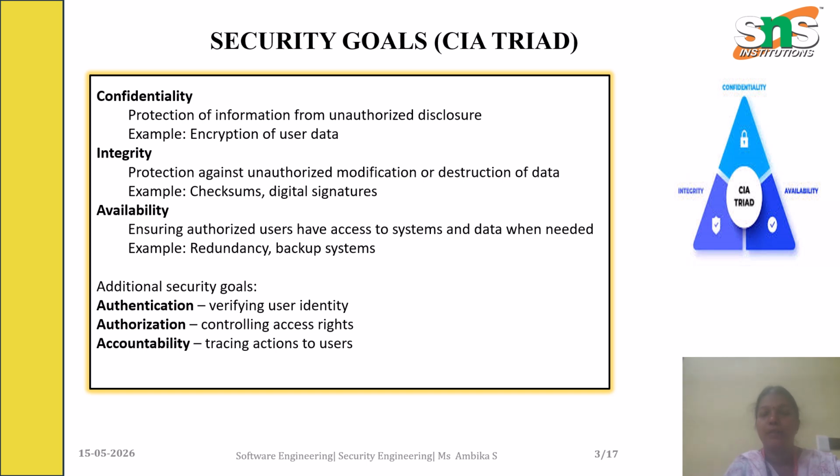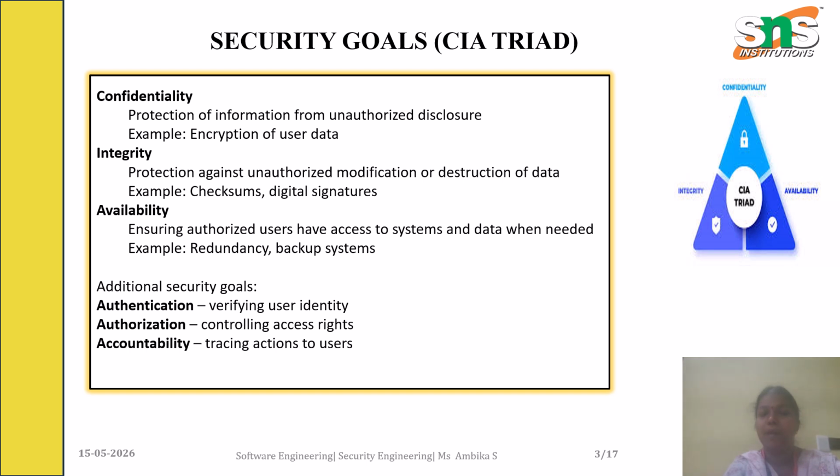Security goals. The three main security goals are confidentiality, integrity and availability. Confidentiality is protecting the information from unauthorized disclosure. Integrity is protecting data against unauthorized modification or destruction. Availability ensures that authorized users have access to the system and the data when needed.